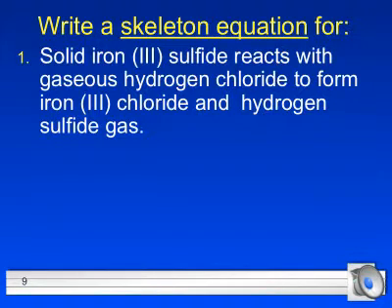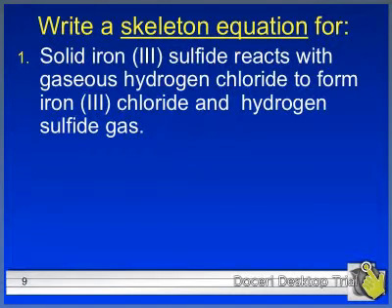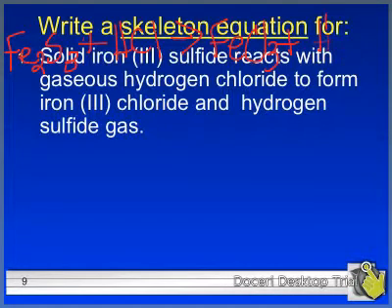Okay, so let's go back to this first skeleton equation. We already did all of the work for this, so let's rewrite it. So we're going to have iron. So we already did all of the work for that.